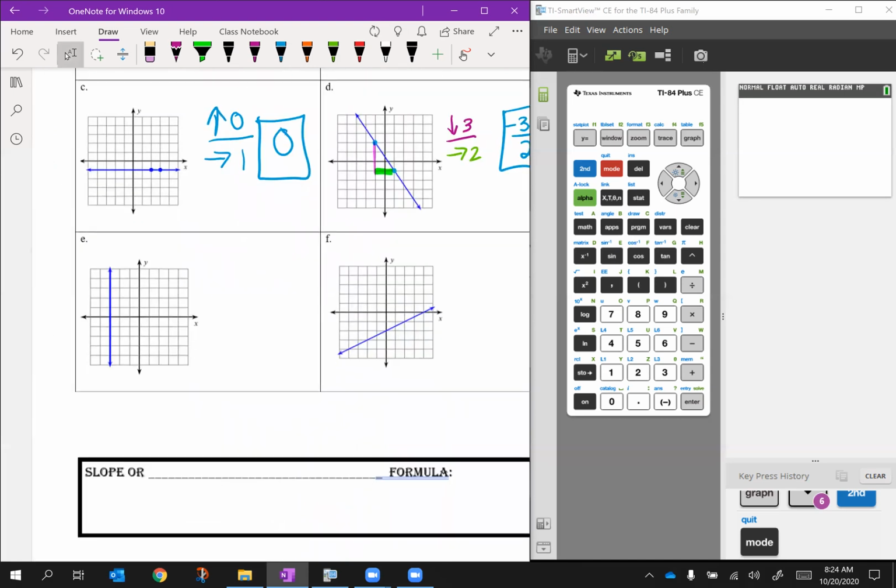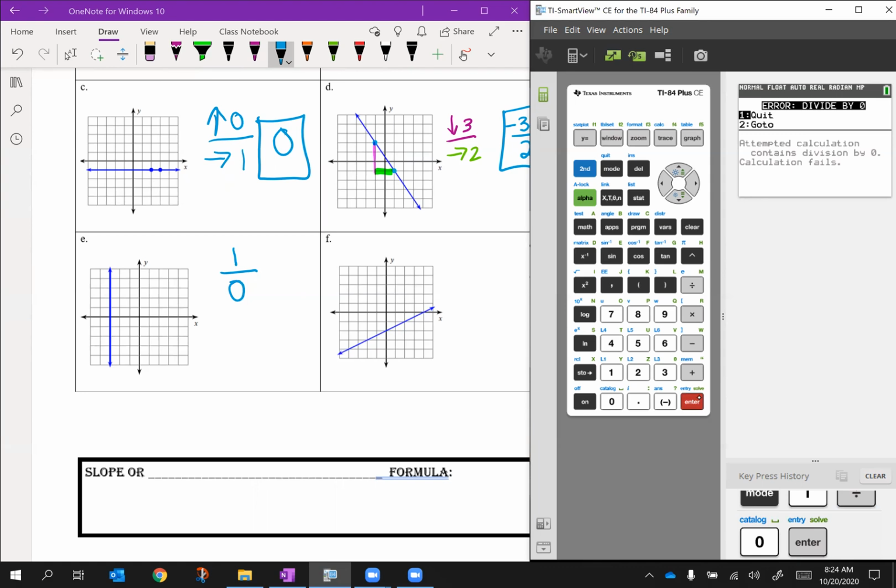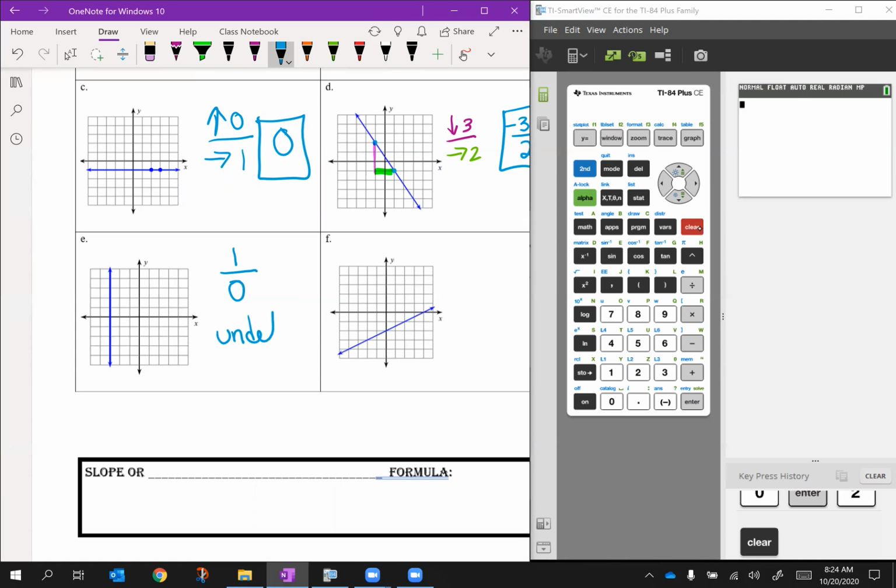For E, it's moving up or down forever. So 1, 2, 3, it doesn't matter. So let's just put 1 over 0. Put 1 divided by 0 in the calculator. And we get an error message. Error, divide by 0. You can't do a division by 0. So I'm just going to hit clear. So this is our undefined slope. That's what it's called when we divide by 0, undefined.